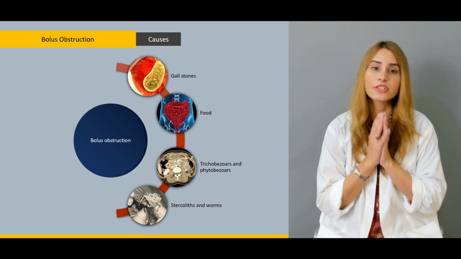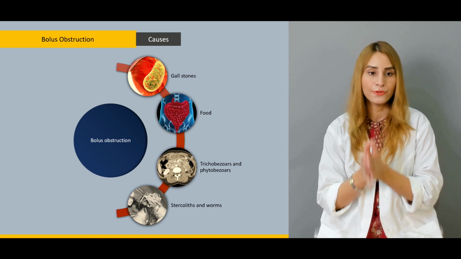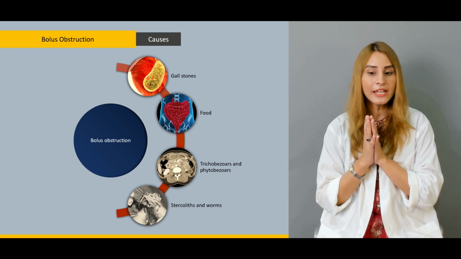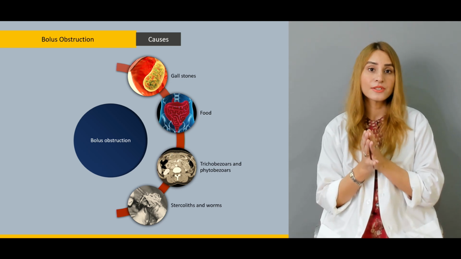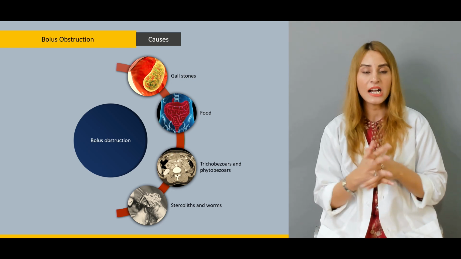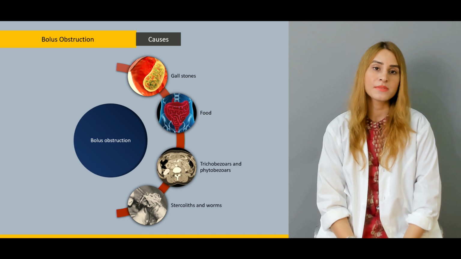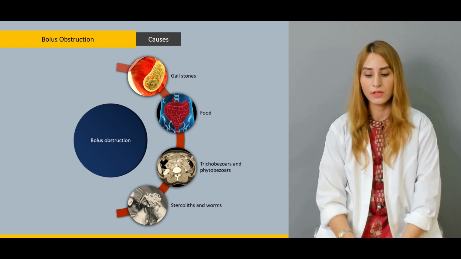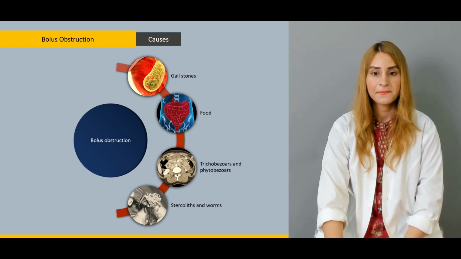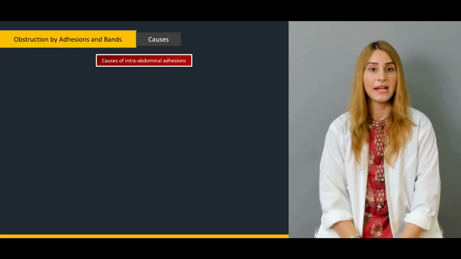And there is obstruction secondary to food, particularly undigested, unchewed food. There can be trichobezoars or phytobezoars, which are because of hair or because of a high fiber diet. And there can be stercoliths and worms, and specifically if we talk about worms, it is Ascaris lumbricoides, right? So there can also be adhesions and bands.